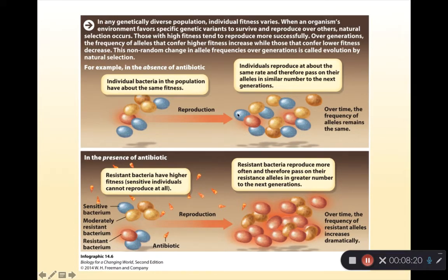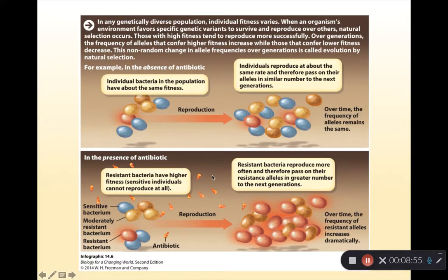So in the absence of an antibiotic, we have this grouping of individuals. They're all able to reproduce the same because the environment is not conferring some individuals to survive versus others. So over time, we have the same frequency of genetic makeup, or in this case, alleles is what we're going to call them here. Over time, the frequency of these alleles remains the same. So the frequency of antibiotic resistance remains the same in the absence of an antibiotic.